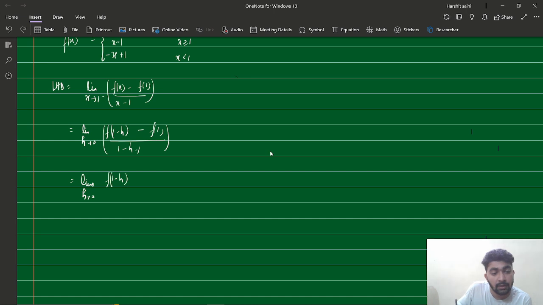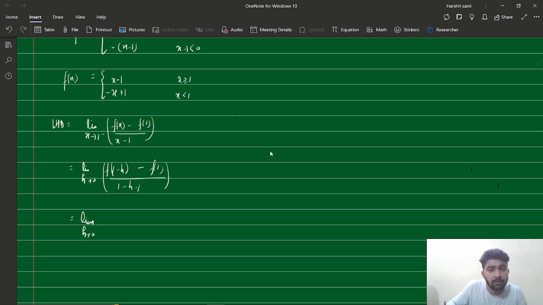Wait for a second, we will put the value also. How can we find the value? You can see here, suppose this is your 1. As h is a positive quantity, 1 minus h will be on the left side. Hence, minus h is less than 0, so 1 minus h will be less than 1. It means 1 minus h will definitely lie on the left side of 1.